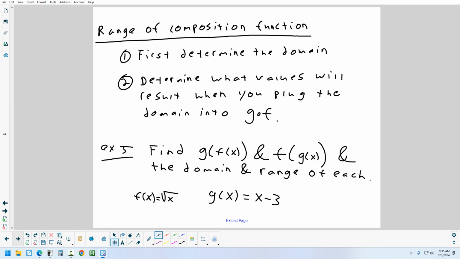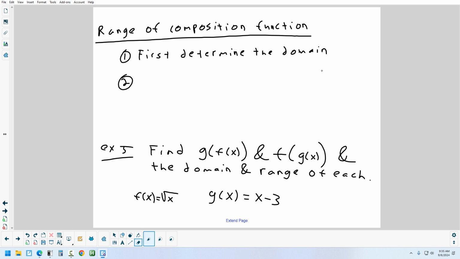Range. So I'm going to just simplify that, because when we do the range, we're really just going to graph it, and we're going to use that to see how high and low it goes. But we need to know where to look in the window. So the first step is find the domain. And then the second step, we're going to graph it and look at how high and low it goes. I'm not going to do g of f and f of g in this one. Let's just do f of g.